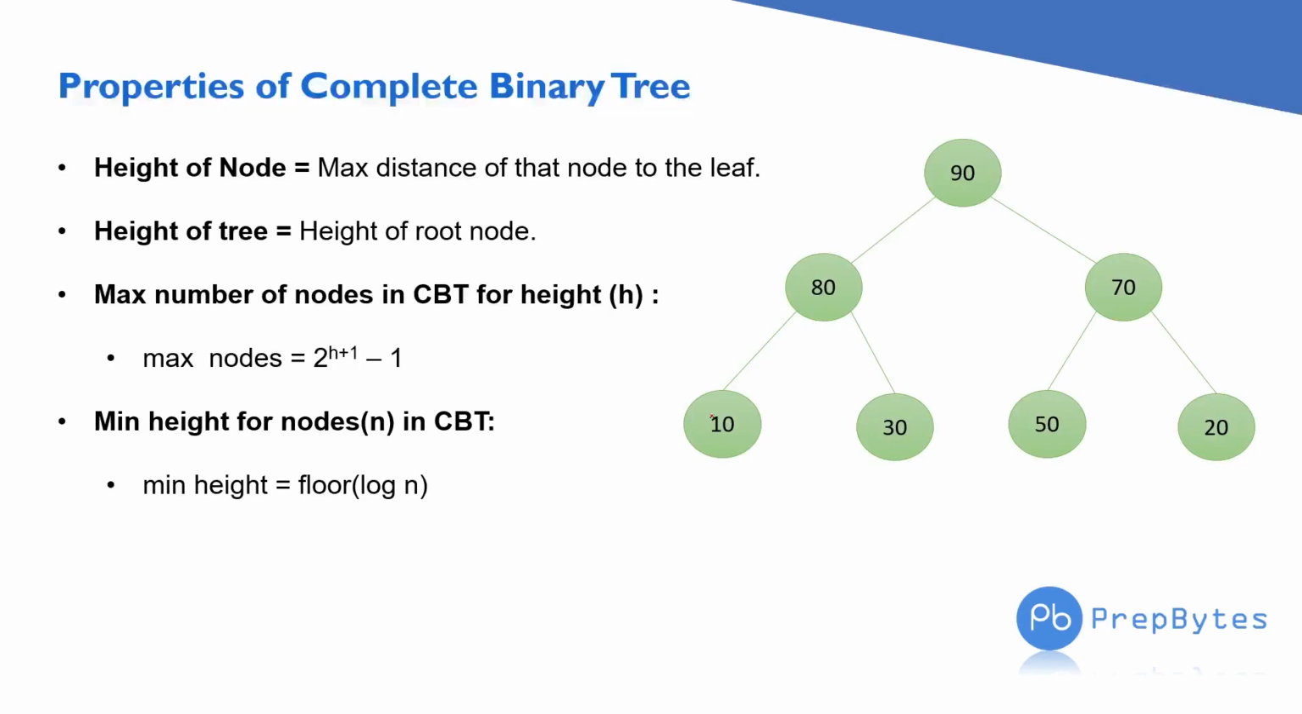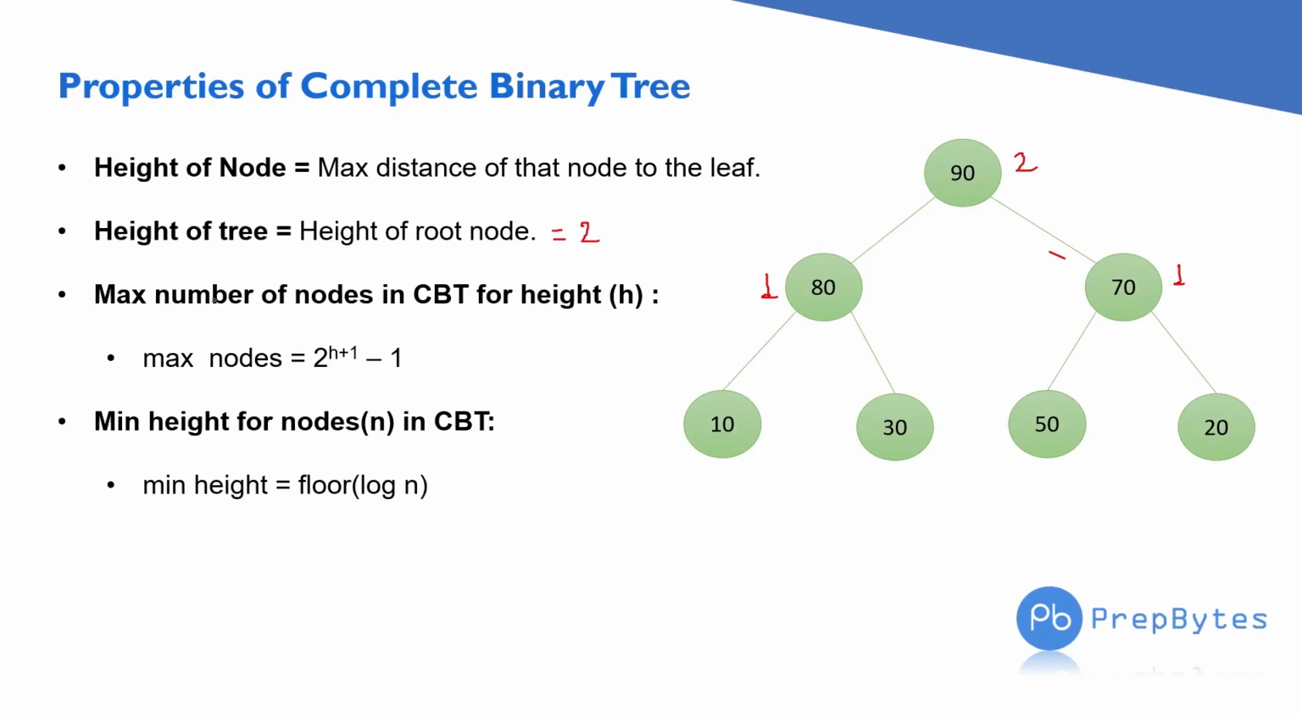So for example, in this tree, the height of node 80 is the max distance of that node to the leaf. In the left child it is 1, in the right child also it is 1. So the maximum distance is 1. So the height of 80 is 1. Height of 70 is also 1. Height of 90, on the other hand, is 2. So what is the height of the tree? Height of the tree is equal to the height of the root node, which in this case is 2, because the height of the root node is 2.